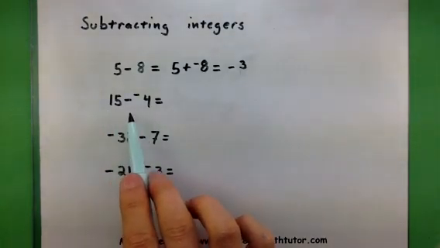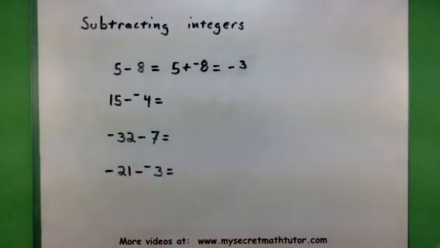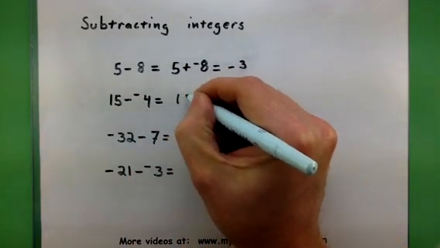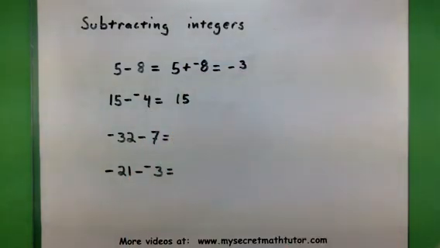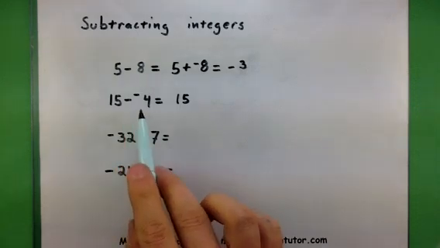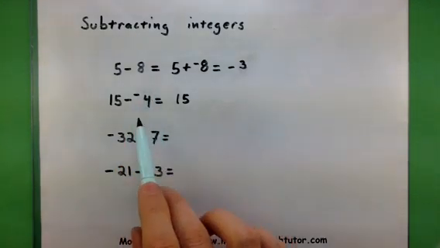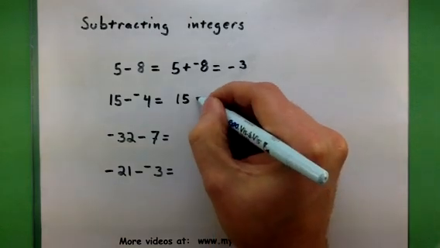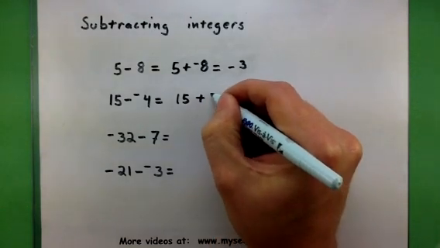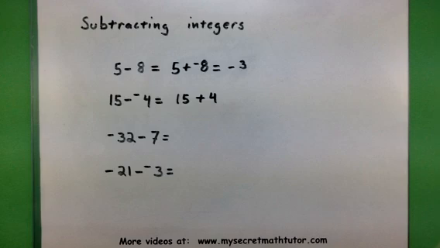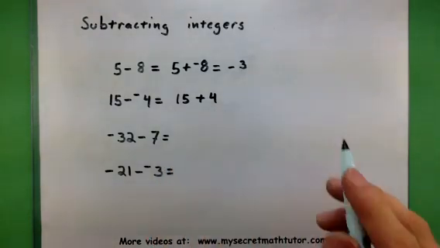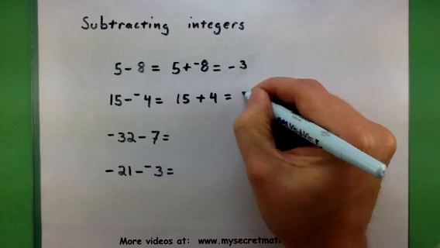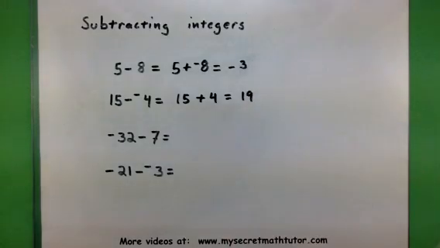So 15 minus a -4. Remember that nothing will change with that first number, so just 15. But rather than subtracting, I'm going to add the opposite of -4. So what's the opposite of -4? Well, +4. And you can see in this problem, things get much easier. Now I just have 15 plus 4. This will give us a 19. Alright, we're on a roll.